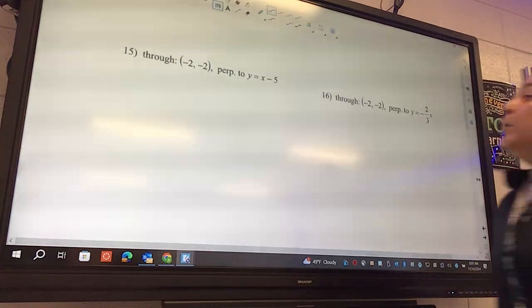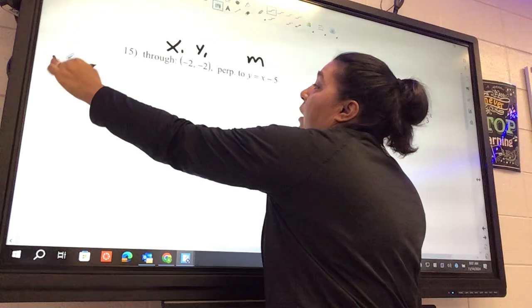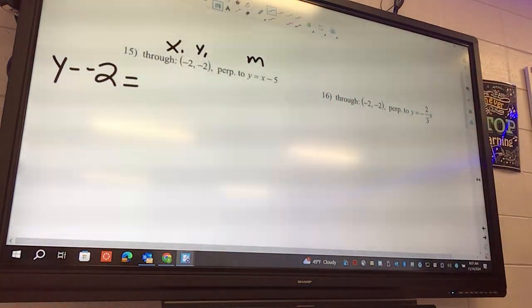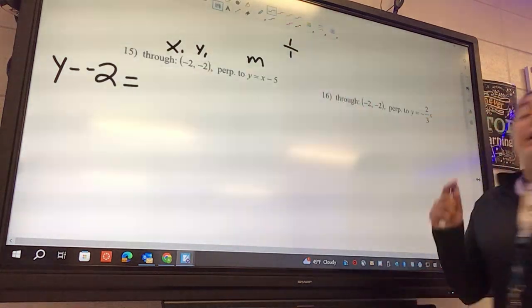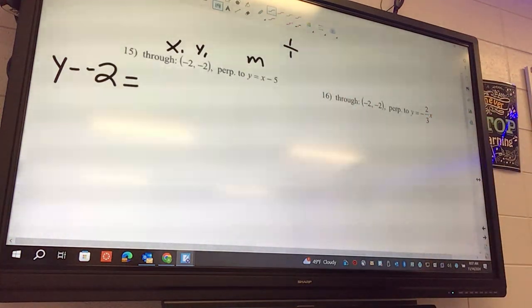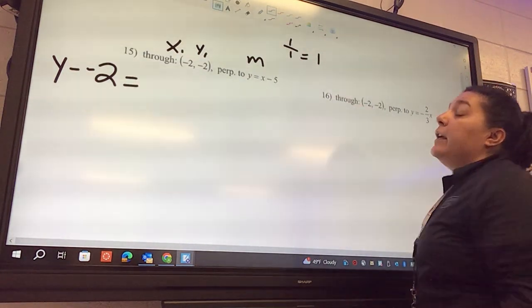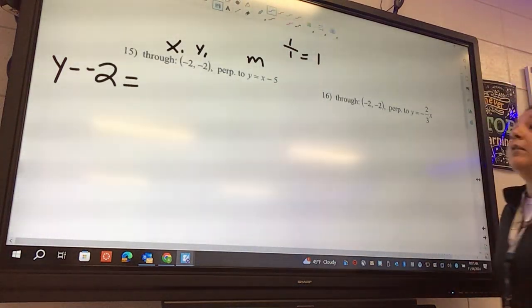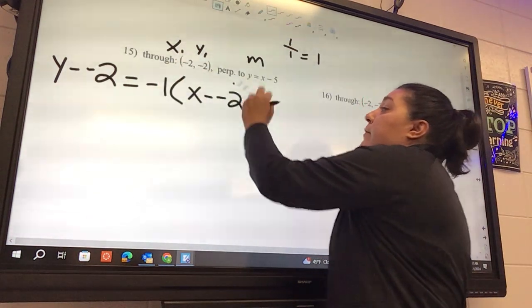Okay, 15, we're going to label x1, y1, and my m. So it's going to be y minus negative 2 equals, okay, what is my current m? 1 or 1 over 1. So what happens when we flip 1 over 1? It's still 1. And it was a positive, so my new one is going to be what? Negative. So it's just going to be a negative 1 for my new slope. So negative 1, x minus negative 2.